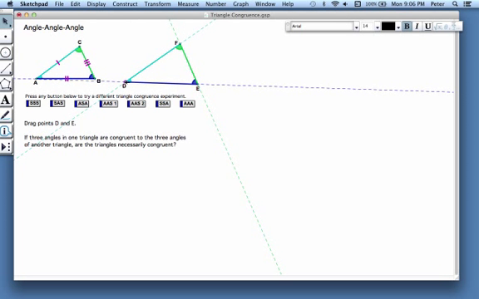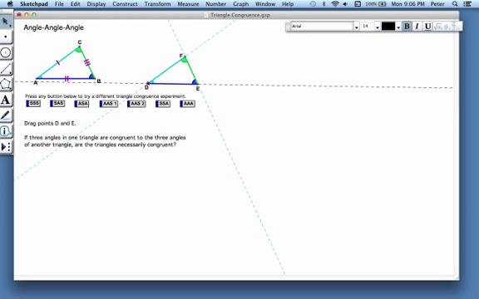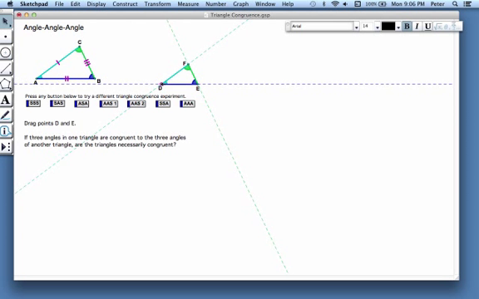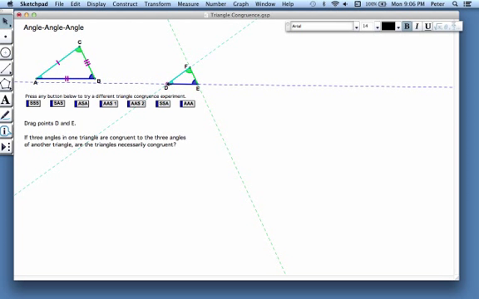So the question becomes, can I move the triangle on the right and maintain the angle measures, but create a triangle that is not congruent to the given triangle ABC? And the answer is yes. Therefore, angle, angle, angle is not a means of proving triangles congruent.